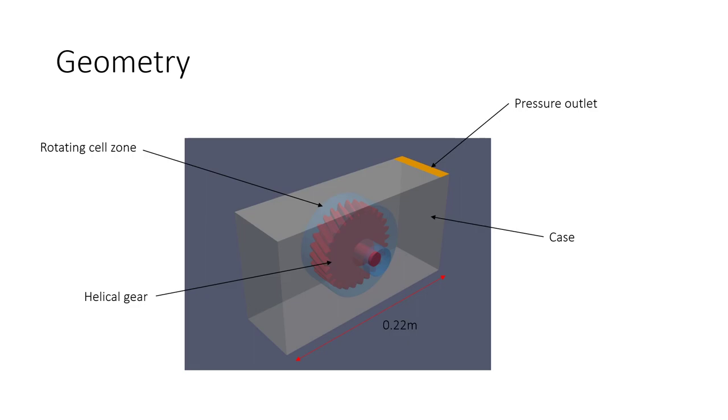The geometry. There's a simple helical gear inside a slightly larger rotating zone. There's a simple case about 20 centimeters, with the gear being about 5 centimeters, and a pressure outlet, which is important as we're solving an incompressible problem.